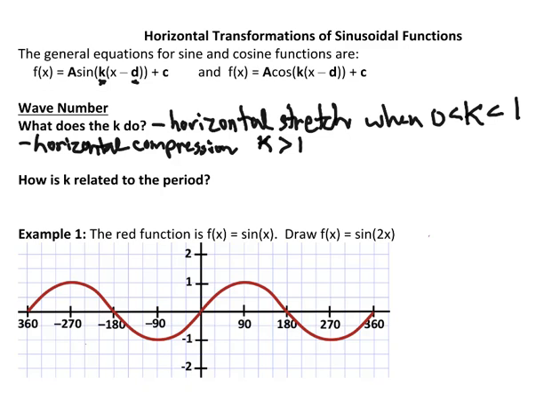We also know that k can do reflections in the y-axis. That would be when you have a negative k value. We're not going to do that too much in this unit, but that would also be true. So if k is negative, you'd have a reflection in your y-axis.